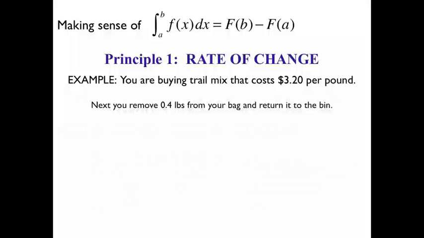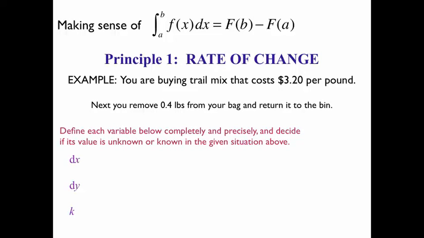Okay, new situation. Next, you remove 0.4 pounds from your bag and return it to the bin when no one's looking. Define each variable below completely and precisely. Decide if its value is unknown or known in the given situation above. Go. Take a minute.